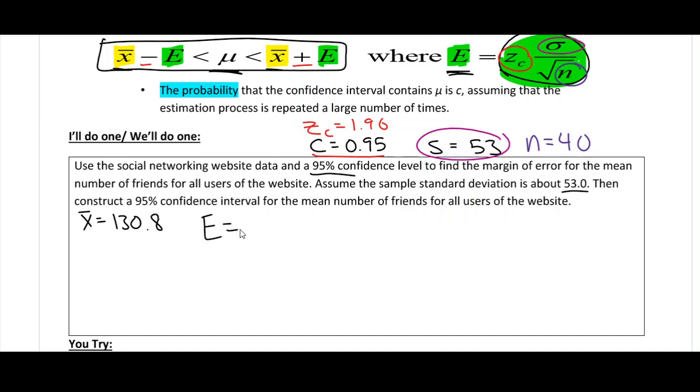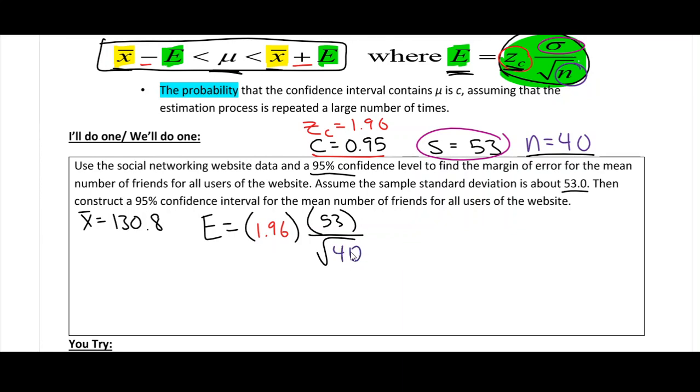Our margin of error is simply going to be equal to my z critical, which is, in this case, 1.96, right? Multiplied with our standard deviation, but I'm going to be substituting 53 in for our standard deviation of our sample, because our sample size is greater than or equal to 30, and I can't use the population one, right? I don't know the population standard deviation, and that's okay in this problem. And I'm going to go ahead and divide by the square root of 40.